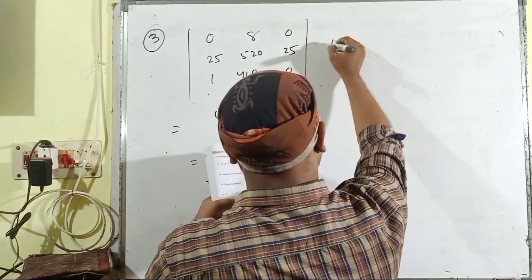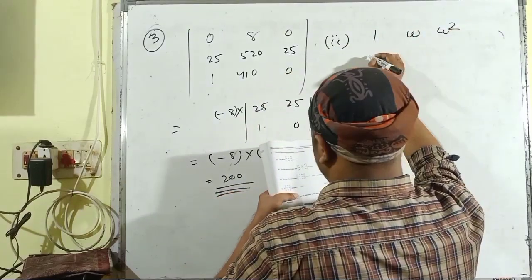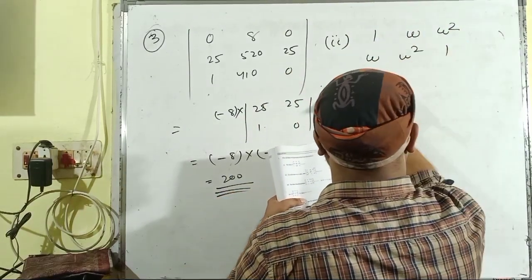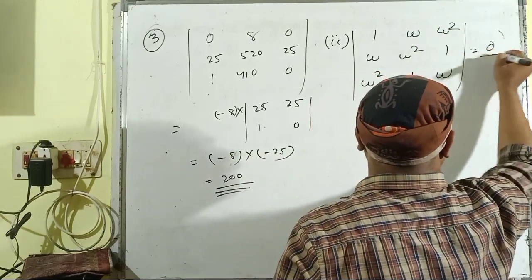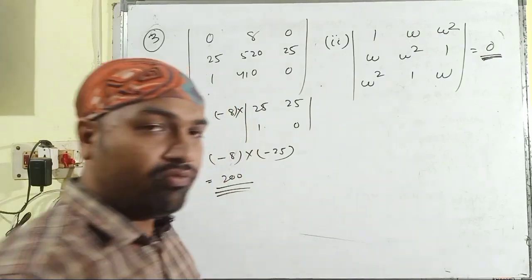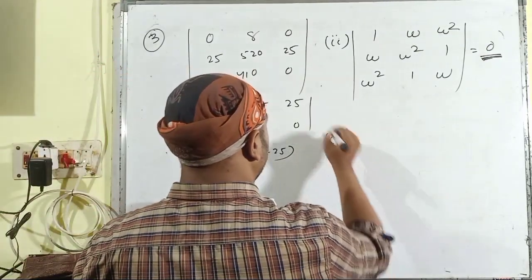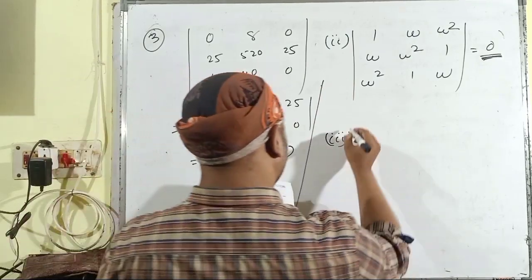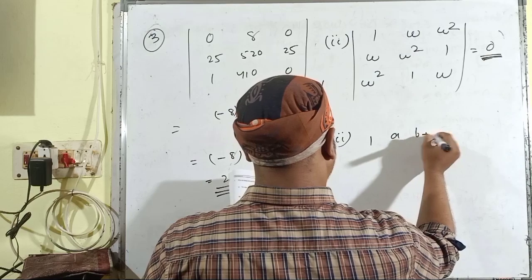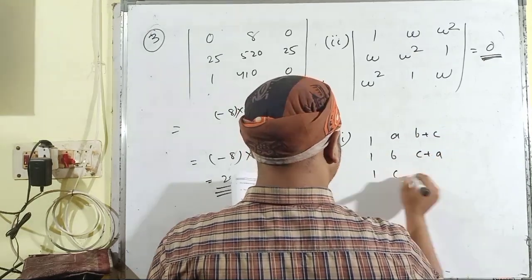Then the second one, 1, omega, omega square, omega, omega square, 1, omega square, 1, omega, and we have already solved it in the previous videos, and that is equal to 0. Then the third bit is here, 1, a, b plus c, 1, b, c plus a, 1, c, a plus b.